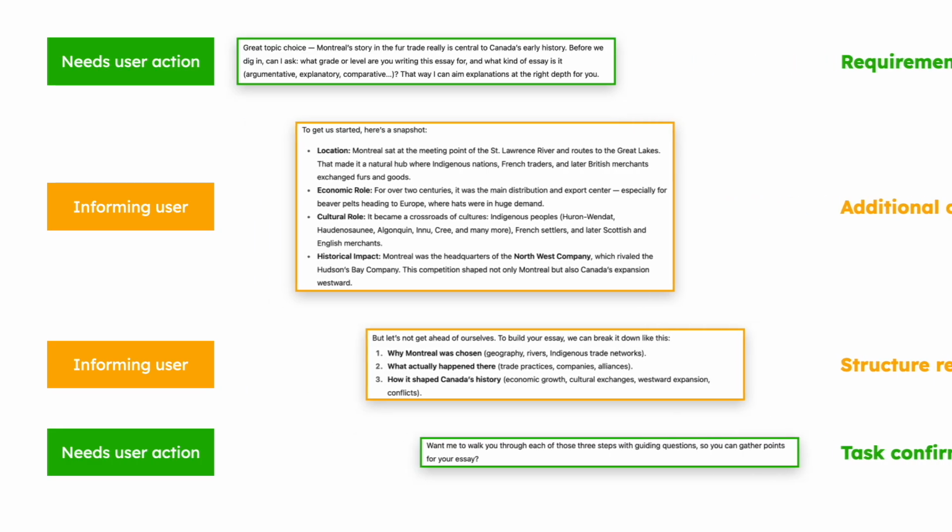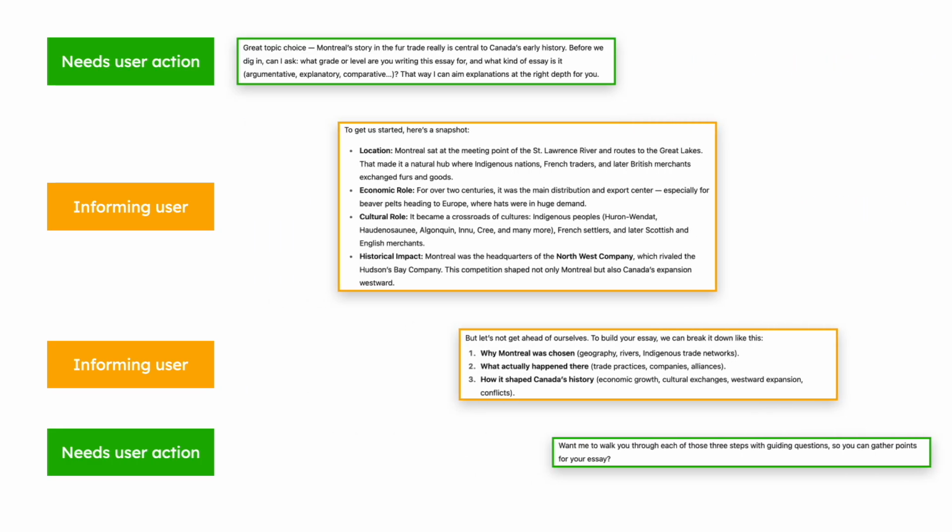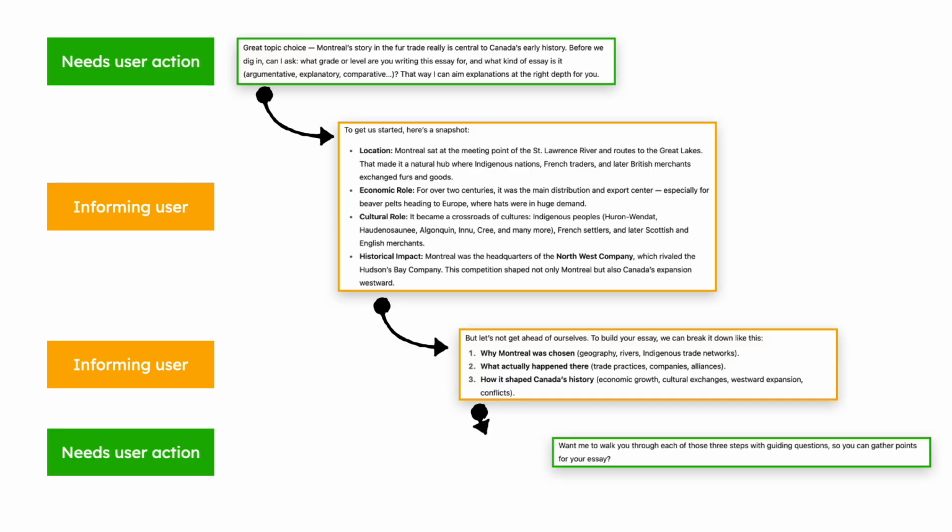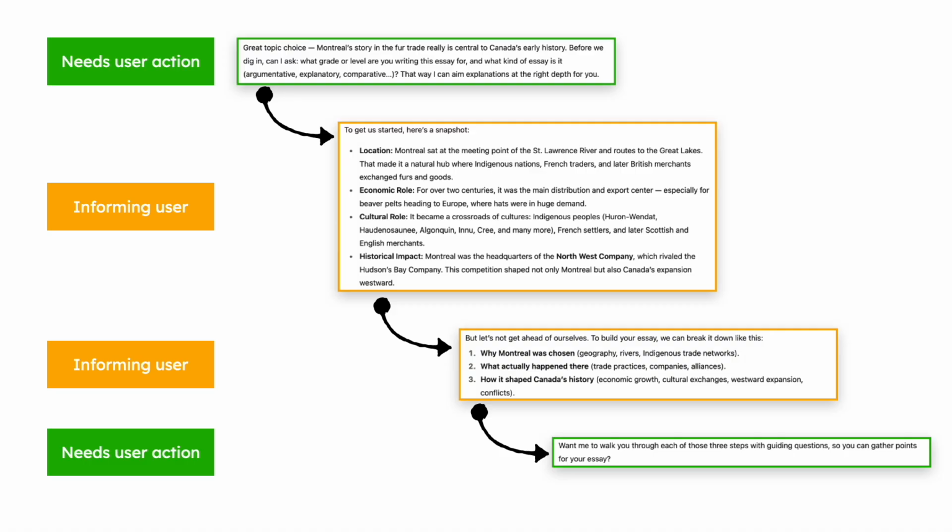Putting on a user experience designer hat or even an instructional designer hat, we can see that these tasks actually have some level of dependence. You first have to learn about the student's level in order to provide them with context. The context then informs the structure, and only once we have a good structure should the AI ask whether or not it should continue with the task.